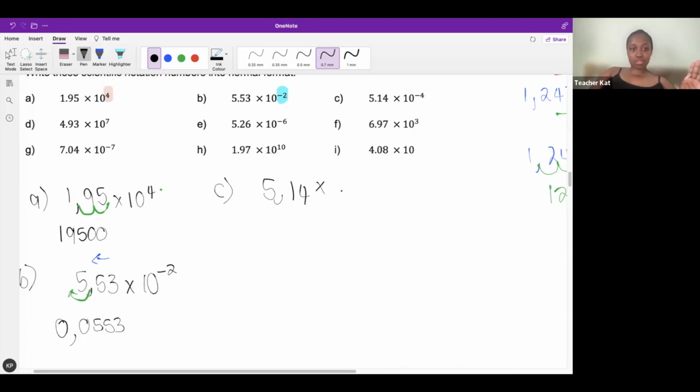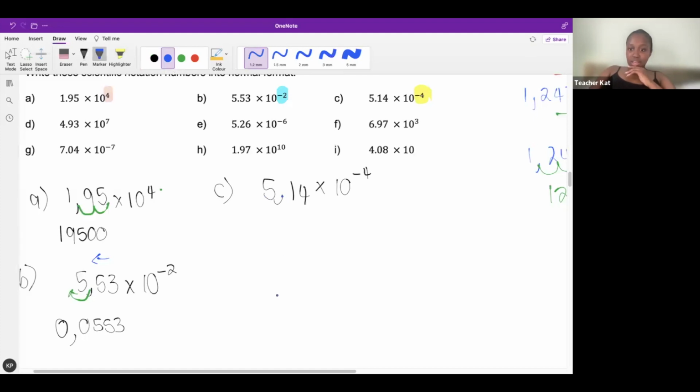Oh, I forgot to write the exponent here. Times 10 to the negative 2. 10 to the power of negative 4. We're going left. How many times? Let's look at our exponent. I hate dark pink because you can't see past it. How many times are we moving left? Nice, 4 times. How many zeros does it mean we have to add before this 5? How many zeros do we need to add?